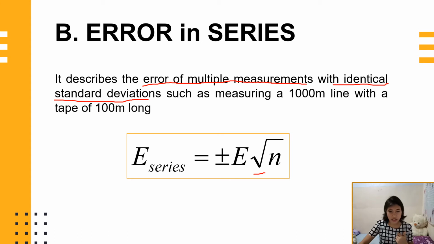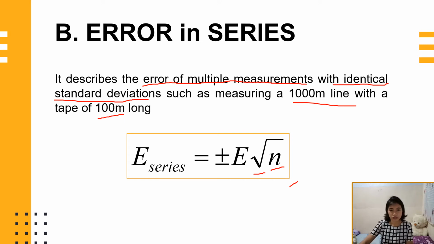So, error in the series: plus minus E times the square root of N, where yung ating N is the number of observations. Ilang beses natin ginamit yung 100 meter tape para ma-measure yung 1,000 meter na distance? In this example, measuring a 1,000 meter line, yung 1 kilometer, ginamitan natin siya ng 100 meter na tape lang. So, 1,000 divided by 100 is 10. So, 10 beses natin ginamit yung ating 100 meter na tape.